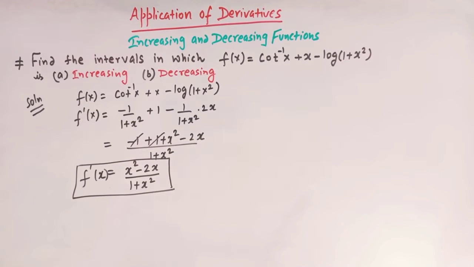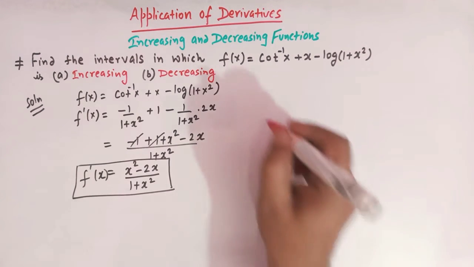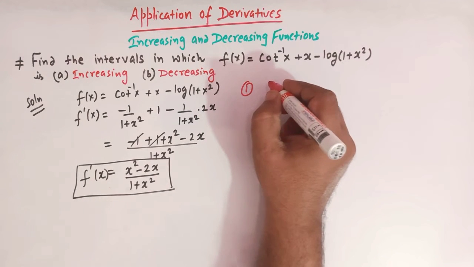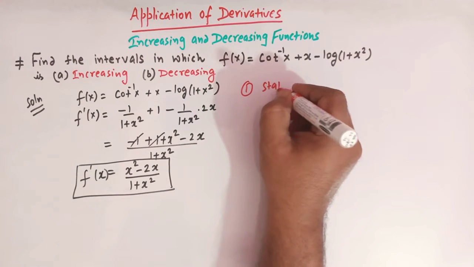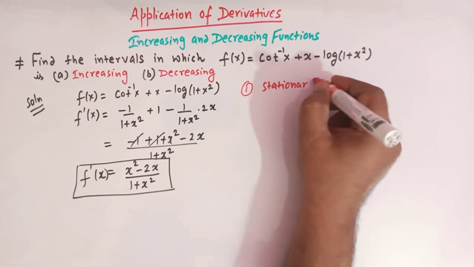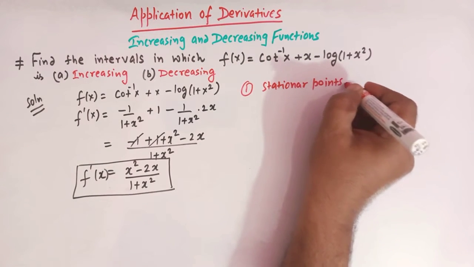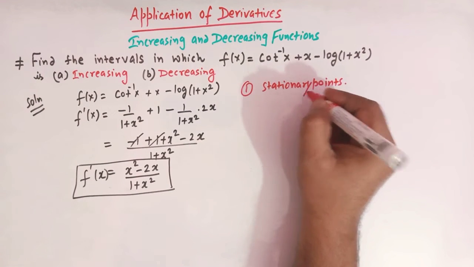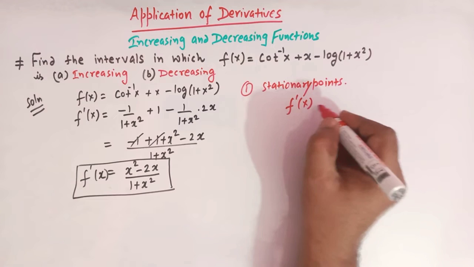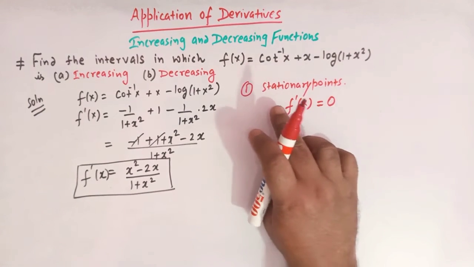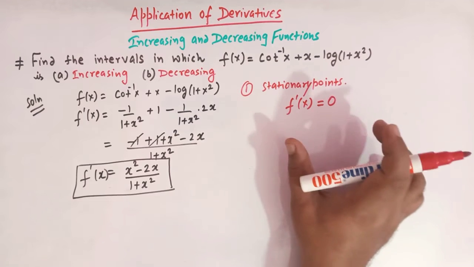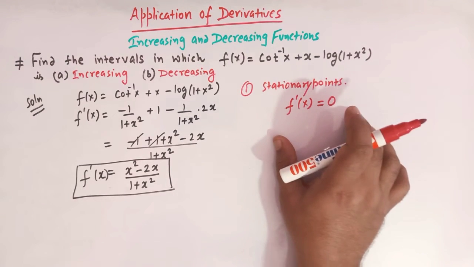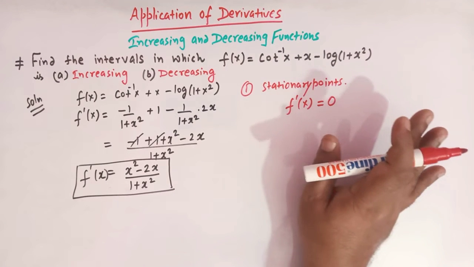Now from here we have to find the intervals in which this function is increasing and decreasing. What we will do is first find the stationary points. The stationary points of a function are the points, or the values of x, at which the derivative is 0.